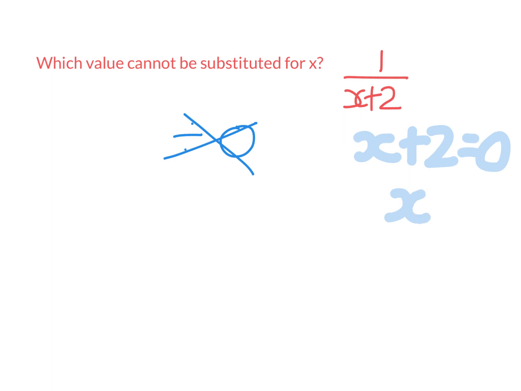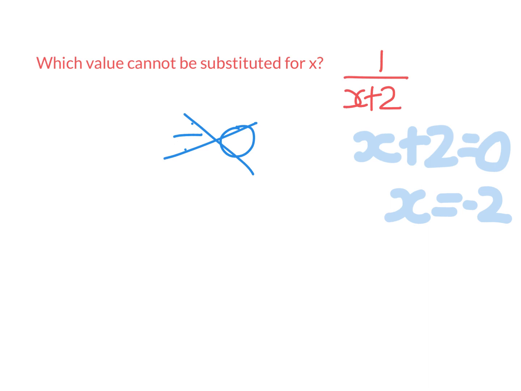And that would happen if x is negative 2. You cannot substitute x for negative 2 in this denominator, then you'd be dividing by 0. So the answer to this is x equals negative 2. You can divide by any other number besides 0, but if you substitute x for negative 2, you've got 1 divided by 0, can't do it.